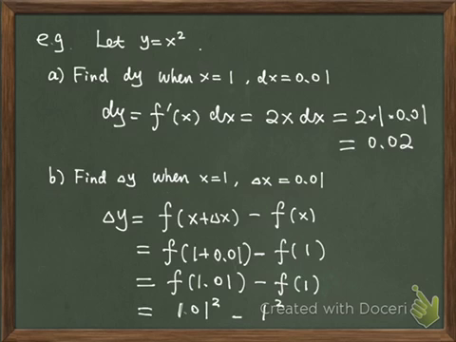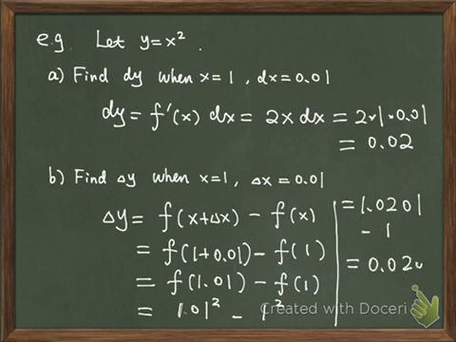Okay, this value is really 1.01 squared. I'm going to use a calculator here. The square of 1.01 is 1.0201, and subtract that by 1 squared, which is also 1, we get 0.0201. Now let's compare the dy and delta y we got. For dy, we got 0.02, and for delta y, that's 0.0201. These two numbers are really very close.